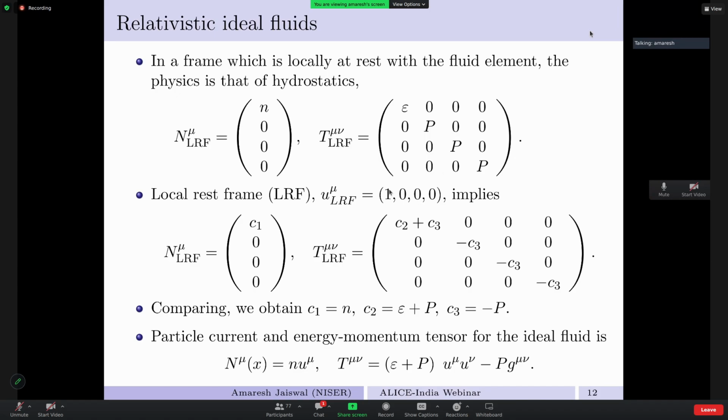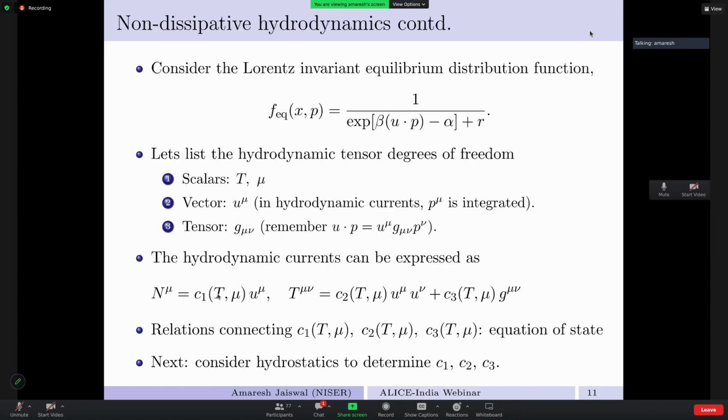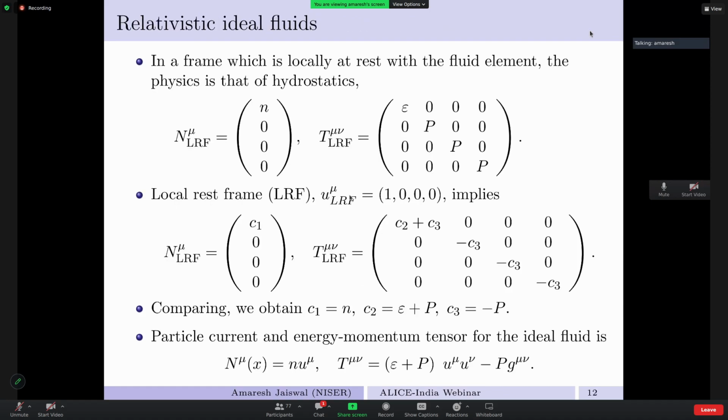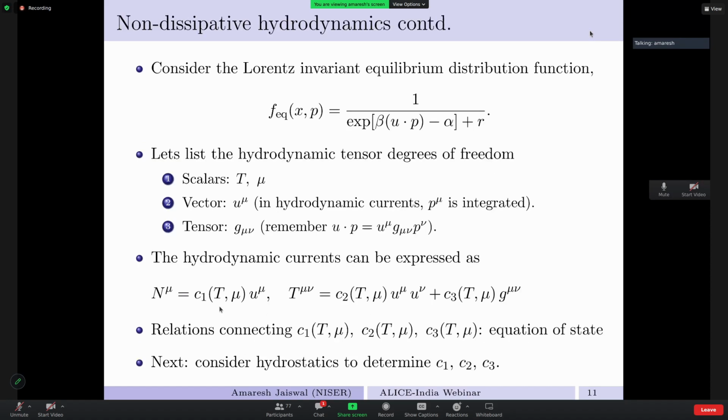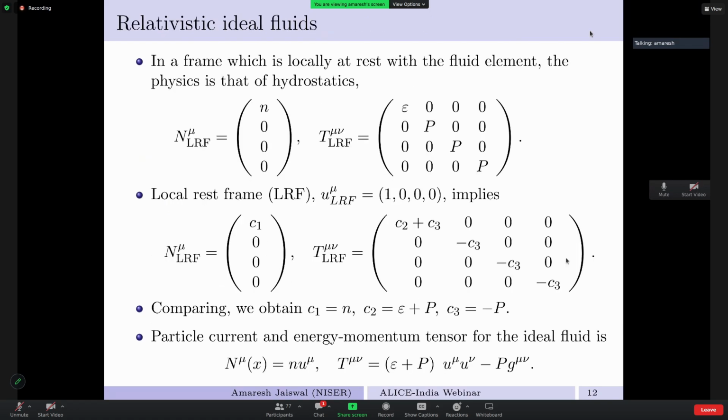Now this form that I wrote down for N^μ and T^μν, I can go to the local rest frame, u^μ equal to (1, 0, 0, 0). This is what I define as the rest frame. And express these quantities, T^μν and N^μ, so they take this form. When u^μ is (1, 0, 0, 0), of course I have used g^μν equal to diag(1, -1, -1, -1), so mostly negative sign. I should have mentioned that, but yes, mostly negative sign for the metric tensor. Then I get this form for N^μ and T^μν.